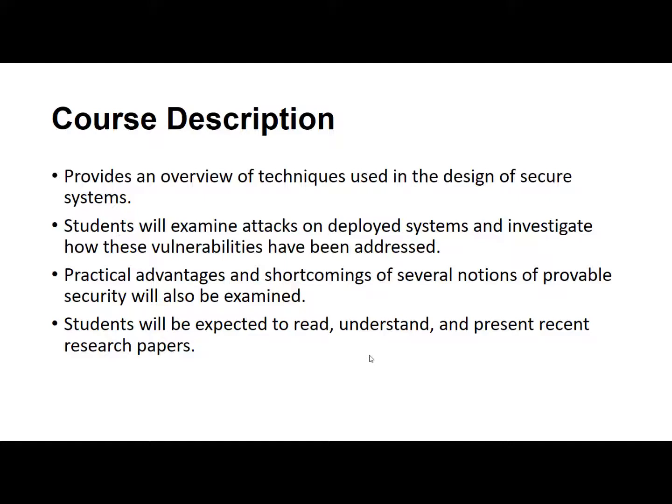The last important thing is, because you guys are graduate students, you are expected to read, understand, and present recent research papers. That's very important because this is not an undergraduate course. For an undergraduate course, perhaps I just teach the stuff, then the students just learn. But for you guys, it's a little different. You need to read the paper, understand the paper, and present the paper.